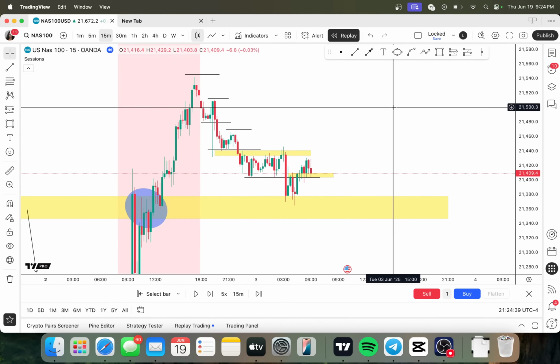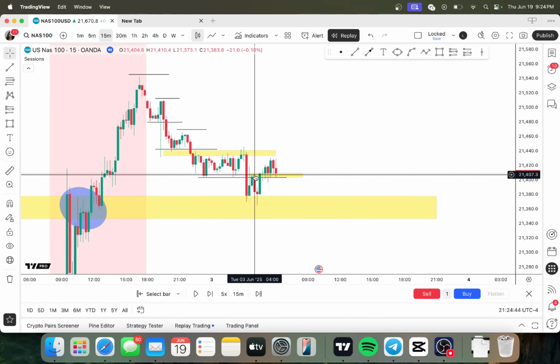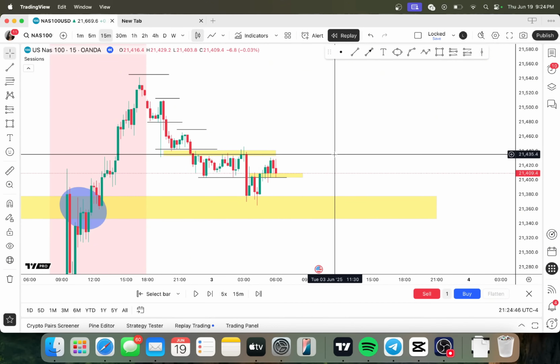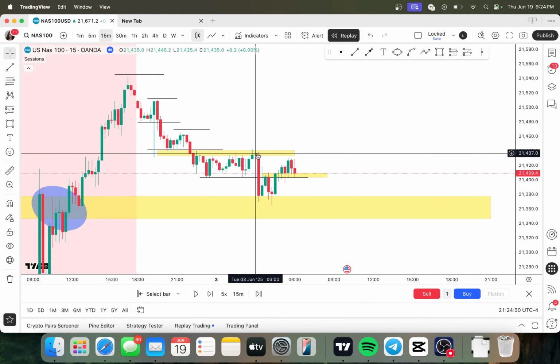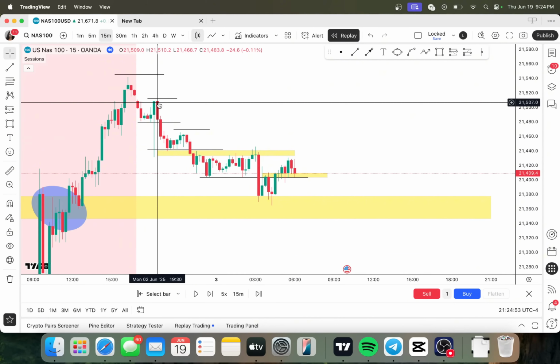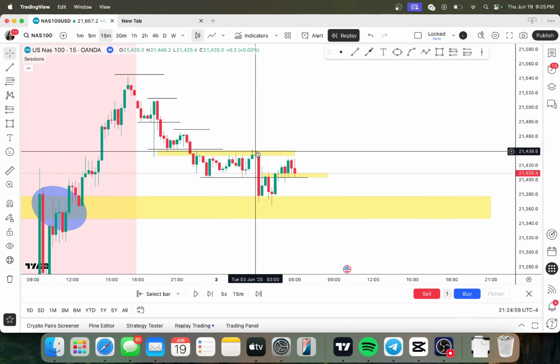So remember, if price is breaking above a lower high, this is letting us know that there are no sellers to keep the market down. So remember, this is our lower high, this is our lower high, this is our lower high. Notice how when price buys up, it hits that lower high, sells, hits that lower high, sells, hits that lower high, sells.